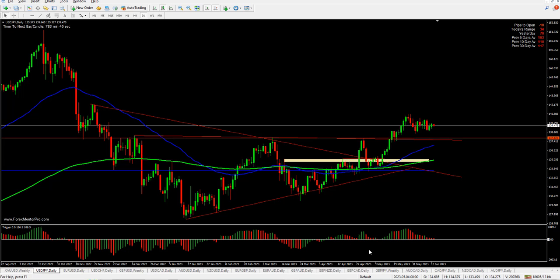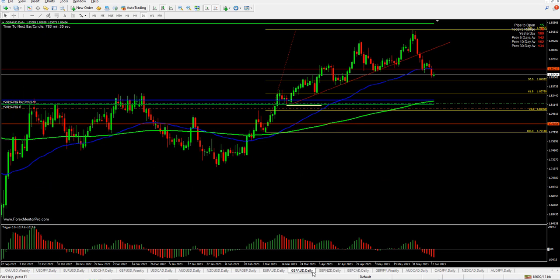Then the next one that we have is the pound Aussie. So over here, I had this line of support, and that's finally broken out. We broke the 55 moving average.